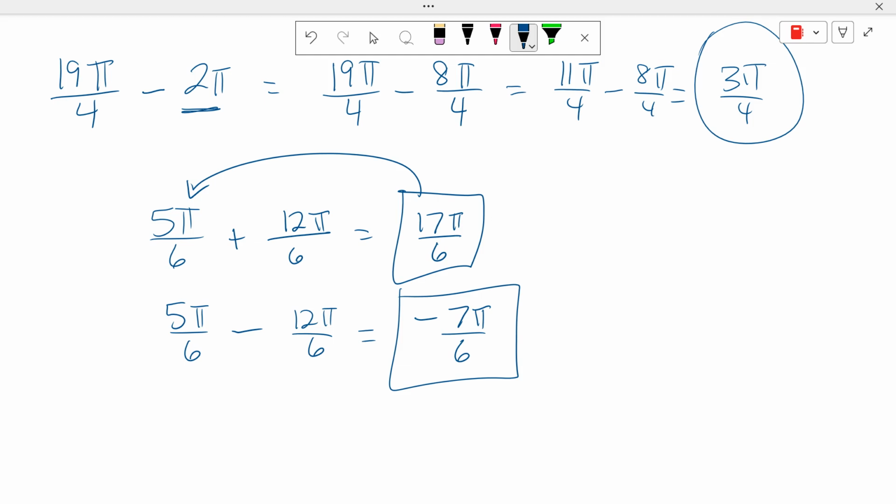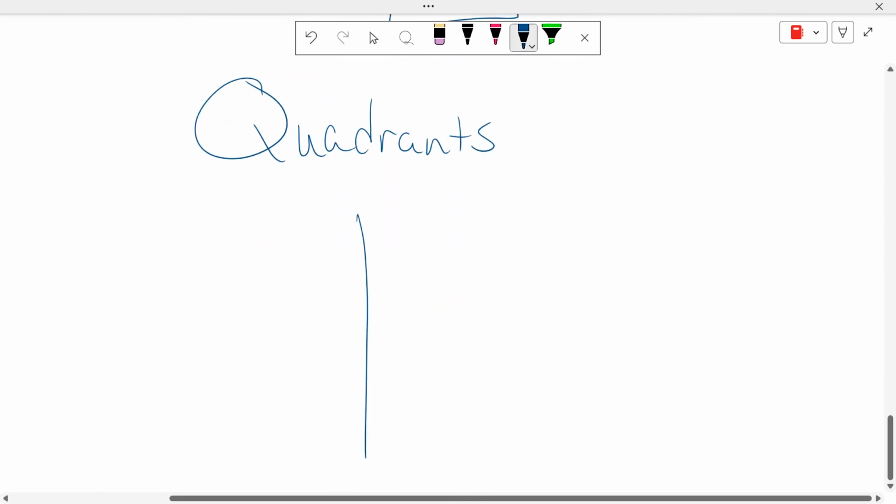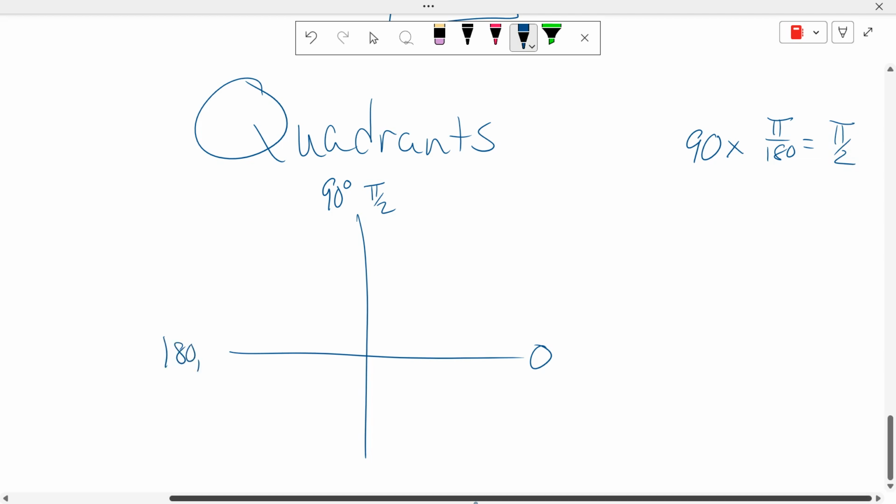Last thing for today. Quadrants. 0 degrees is 0 radians. 90 degrees. If I want to change 90 degrees into radians, I multiply by pi over 180. What do I get? 90 over 180 is 1/2, so it's pi over 2. 180, we said, was pi. What's 270?